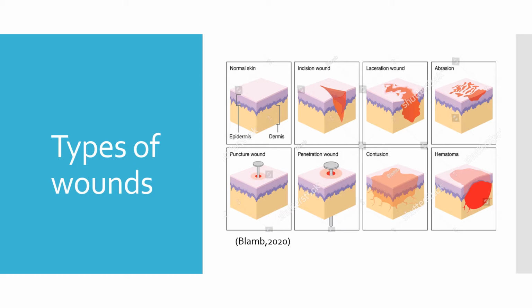So, abrasion. This type of wound occurs when the skin is rubbed or scraped against a hard surface. There is usually minimal bleeding, however, the wound would need to be cleaned in order to avoid infection. You have laceration. Lacerations are deep cuts or tears of the skin. With laceration, the bleeding can be excessive and rapid.